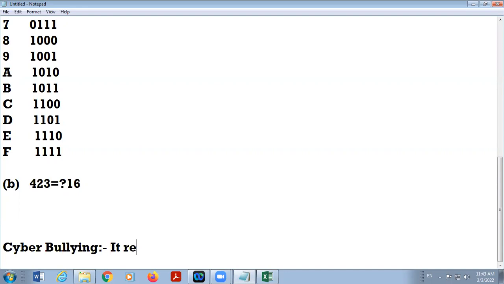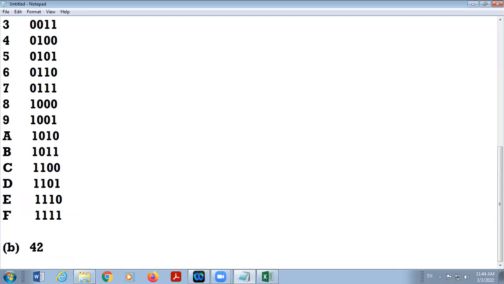So it refers to harassing or demeaning or defaming someone by making use of a modern technology like internet, cell phones. Okay, it is a criminal act, for which you can report to the cyber crime bureau. So cyber bullying means online harassment or defaming another person.